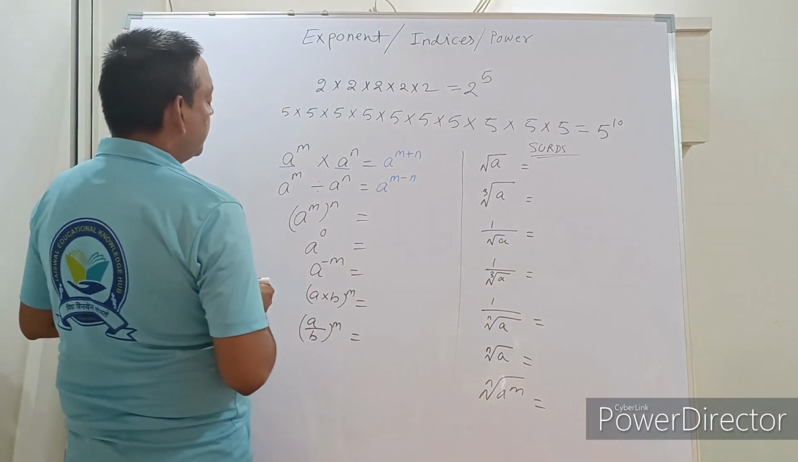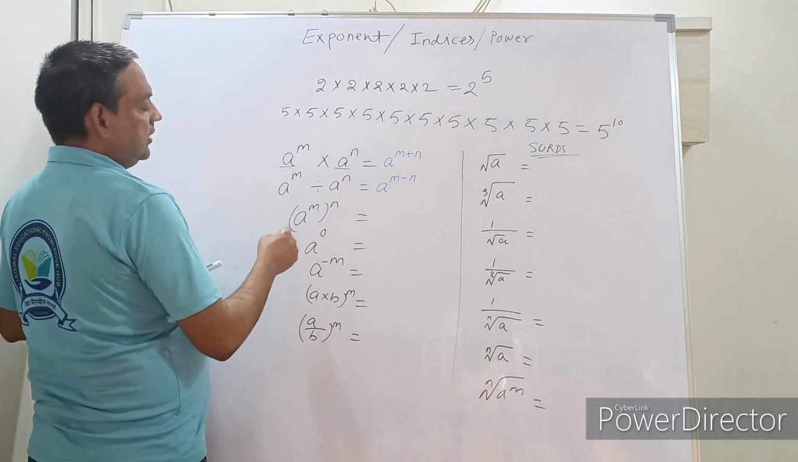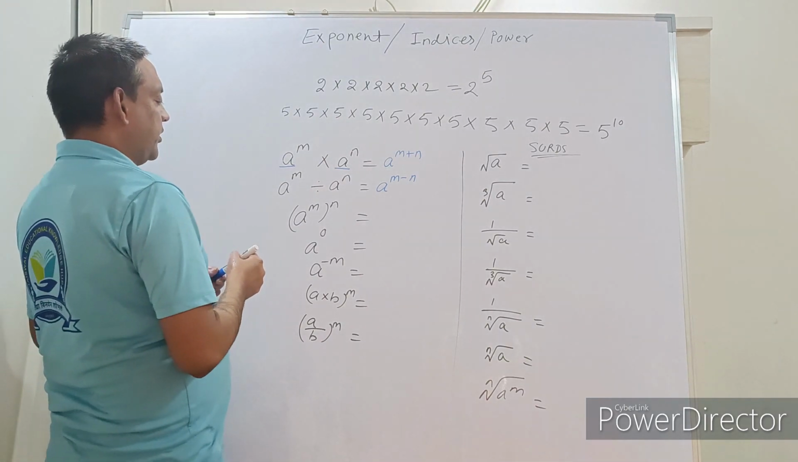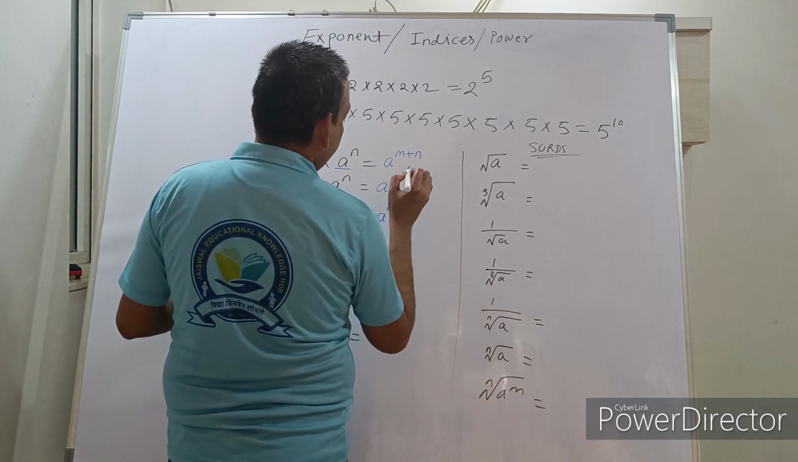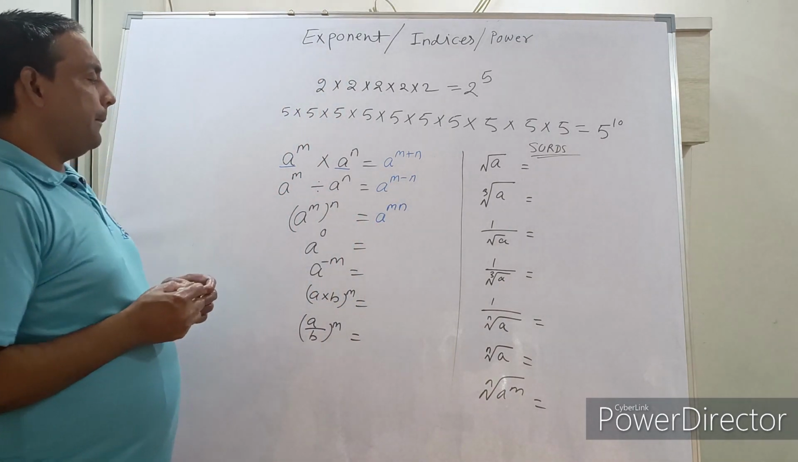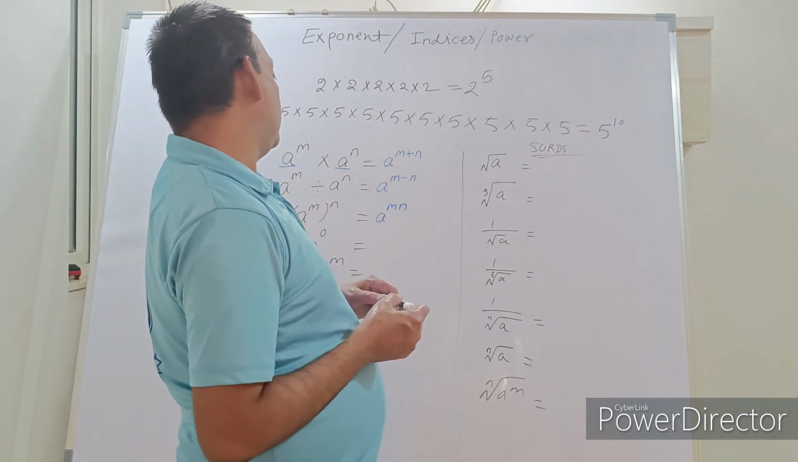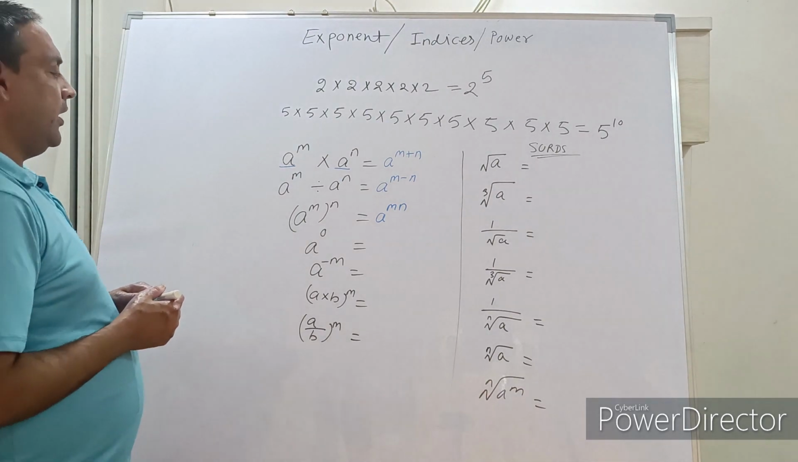Same way, if it is given a raised to m raised to n, okay, means power of a power is given, so we'll multiply both the powers. A raised to m raised to n given, so it becomes a raised to m multiplied by n.